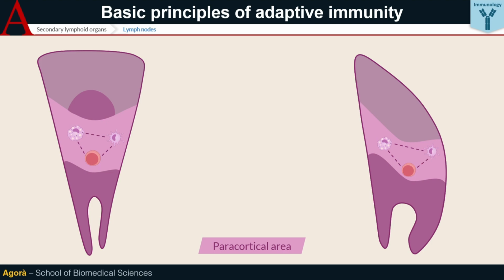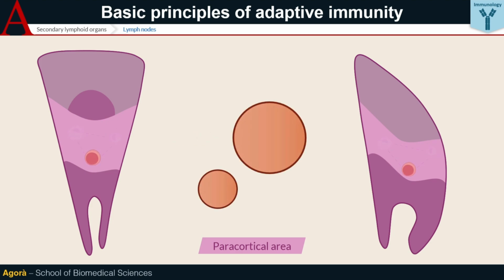The dynamics of lymphocytes in the lymph node depend on their activation status. In fact, driven by different chemokines, activated T lymphocytes can migrate to the boundary between cortical and paracortical areas and act as helpers in the activation of B lymphocytes.